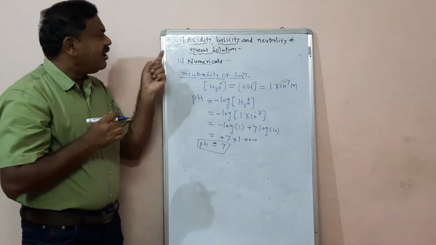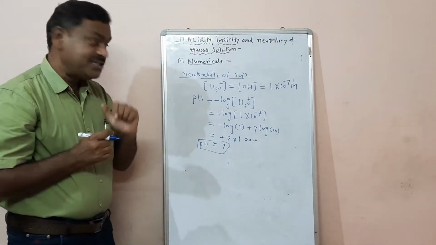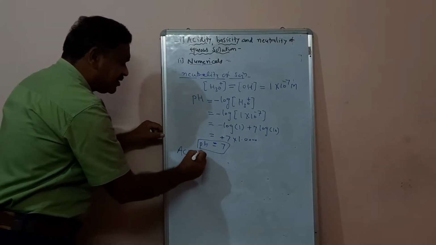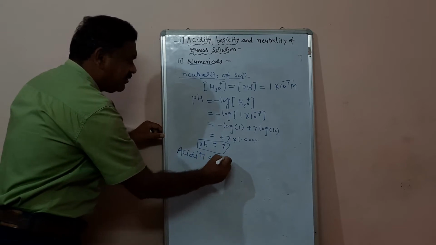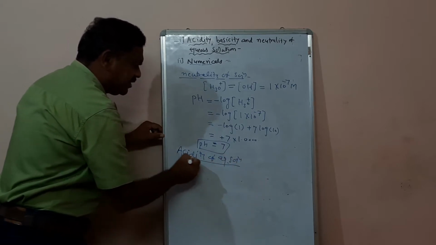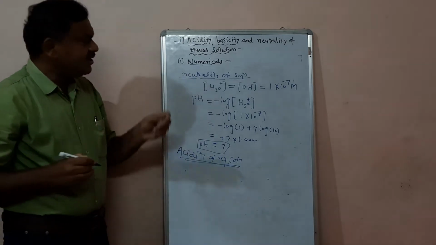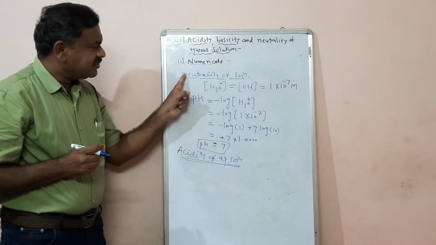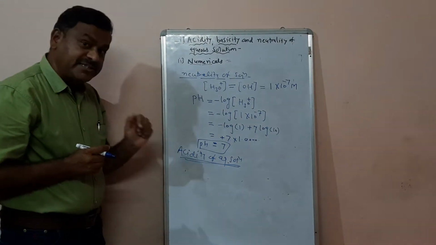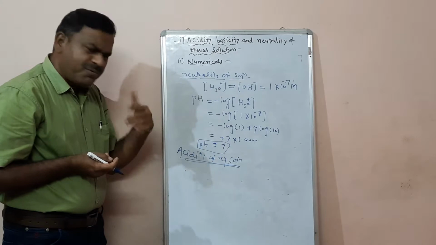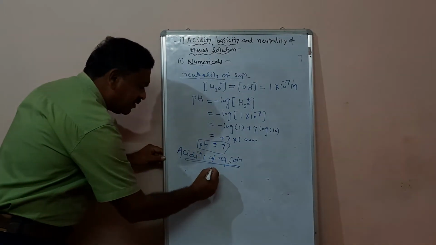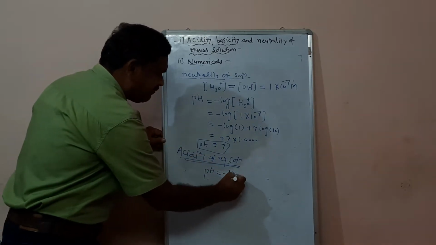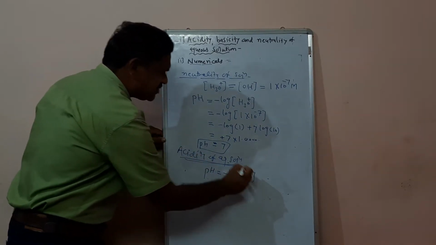Now another is acidity. What is the pH of the acidity of an aqueous solution? Same procedure. The pH is equal to minus log of the H plus ion concentration. That is the formula.